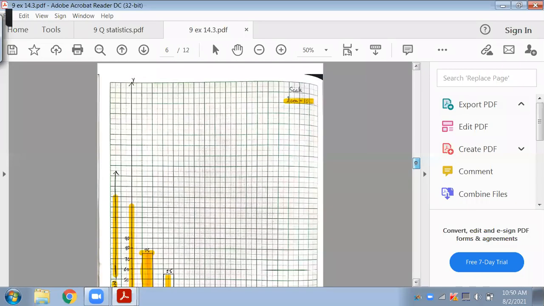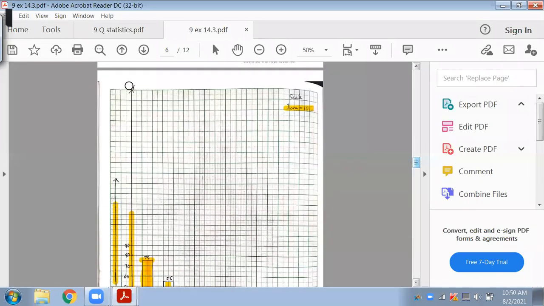Then after drawing, on the top we are going to put y-axis, and on the left side we have taken the seat one. After writing that, put an arrow, and you have to write the scale on the top right side: 1 cm equal to 10 units.